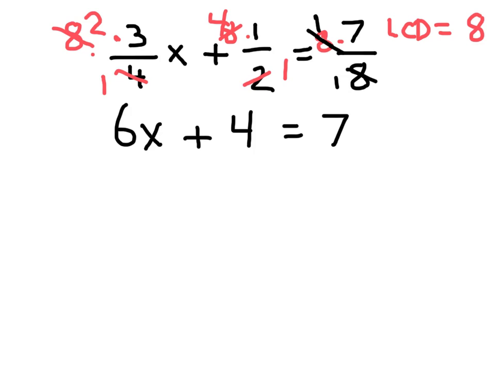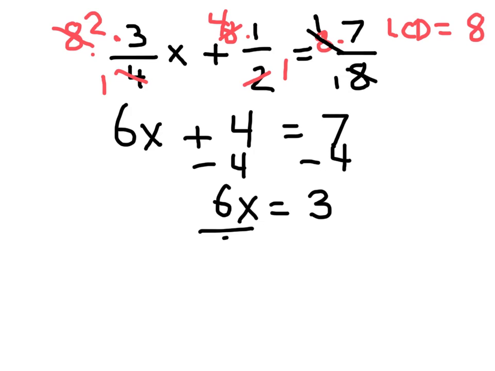All right, so now from here it's a simple two-step equation. No more fractions. Subtract 4 from both sides. That leaves us 6x equals 3. And now divide both sides by 6. We get x equals 3 over 6, and that reduces to 1/2.